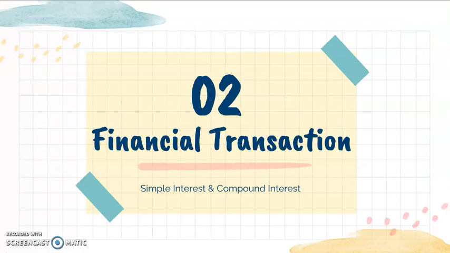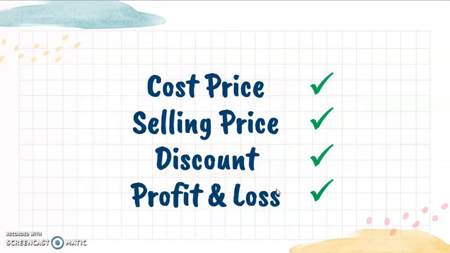Now, I want you to do example 1 until example 5 inside your notebook. Once you have completed those questions, you can proceed to the next topic, which is financial transaction. Under financial transaction, you will learn on simple interest and compound interest. I believe you have learned all of this subtopic, cost price, selling price, discount, profit, and loss during your lower secondary.